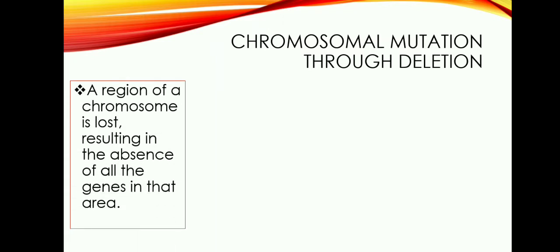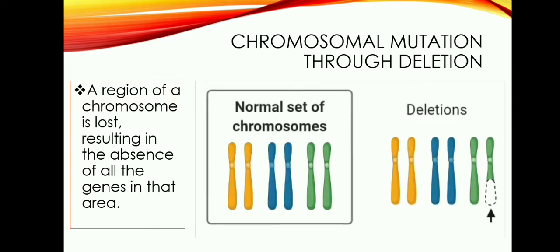Chromosomal mutation through deletion. A region of a chromosome is lost, resulting in the absence of all the genes in that area. The normal set of chromosomes, and then the deleted part of the chromosome, resulting to a mutated DNA. So this is the deleted part.